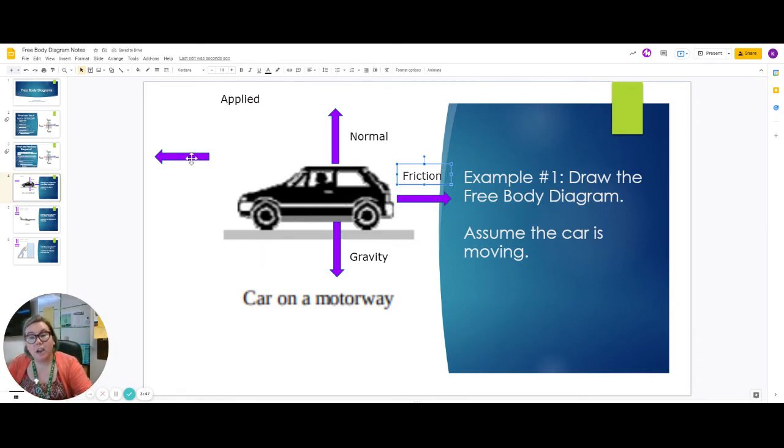And then my last arrow is my applied force arrow, which is going to be to the left since that's the way our car is moving. And I'll label it applied force.